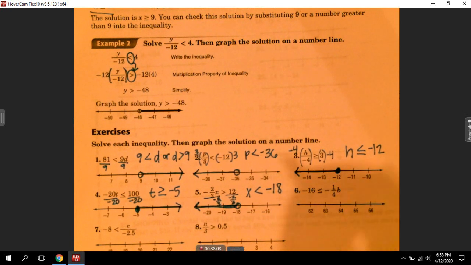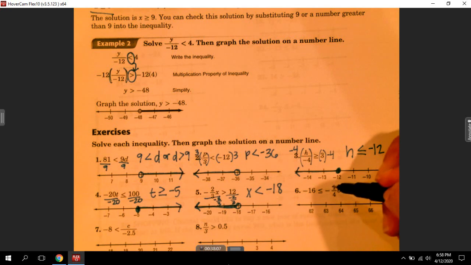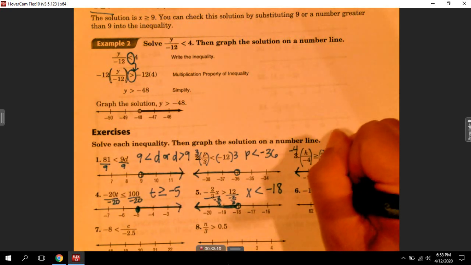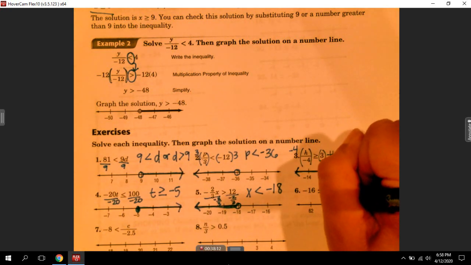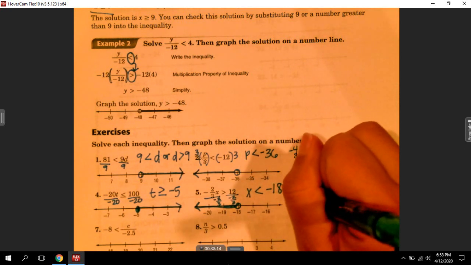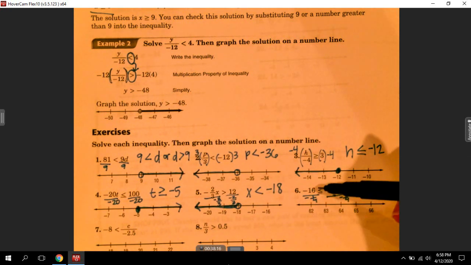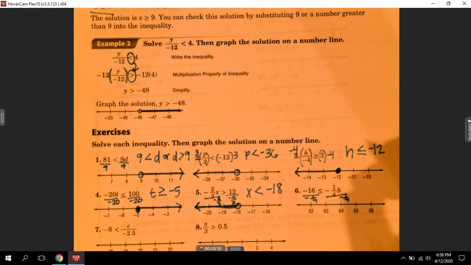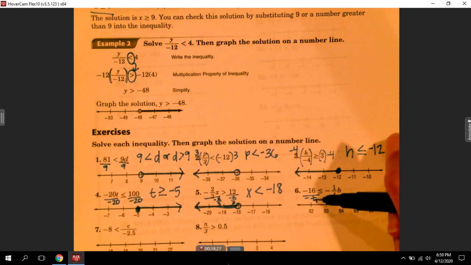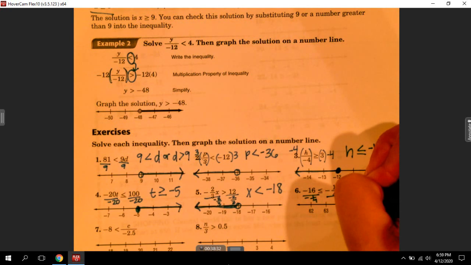Alright, number 6, I've got negative 16 is less than or equal to negative 1/4 b. So again, this is negative 1/4 times b. So you're going to be dividing by negative 1/4 on both sides. We're dividing by a negative, so that less than or equal to is going to become a greater than or equal to. Okay. So negative 16 divided by negative 1/4 is actually like saying negative 16 times 4. So that is 64.